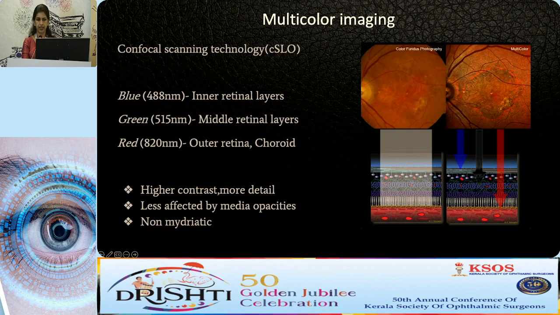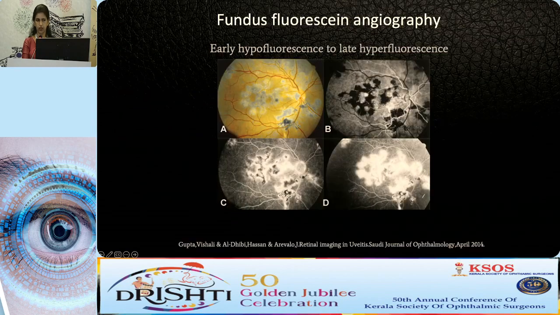So next is multicolor imaging, which uses confocal scanning technology. It uses 3 lasers instead of single white light, and the 3 lasers give us information from the different layers of the retina. The blue laser gives us information from the vitreomacular interface and the inner retinal layers, the green from the middle retinal layers, and the red from the outer retina and choroid. So the benefit is that it gives us higher contrast and more detailed images. It is less affected by media opacities and again works in non-mydriatic pupils.